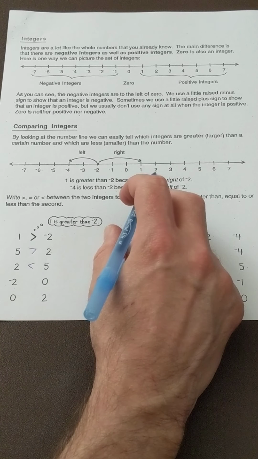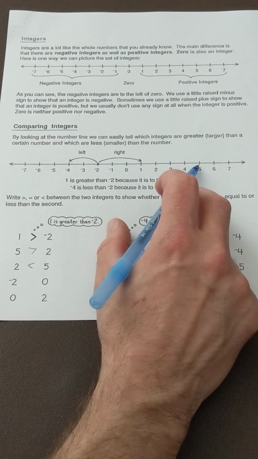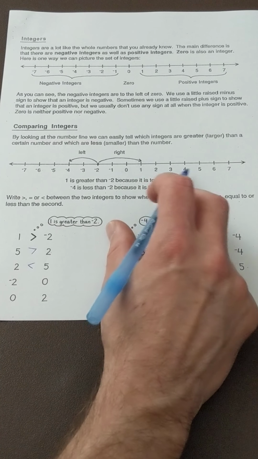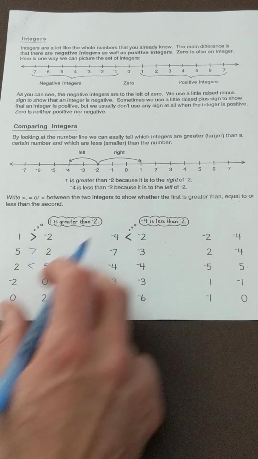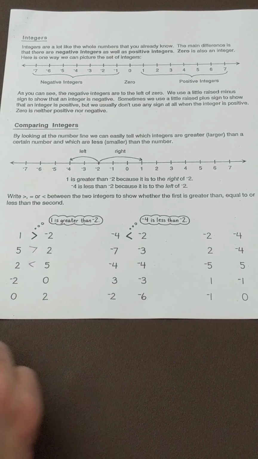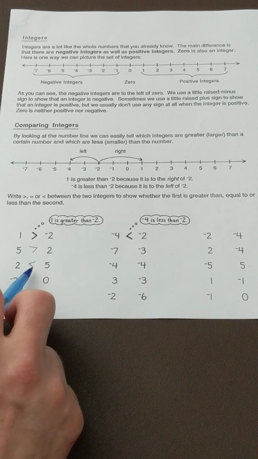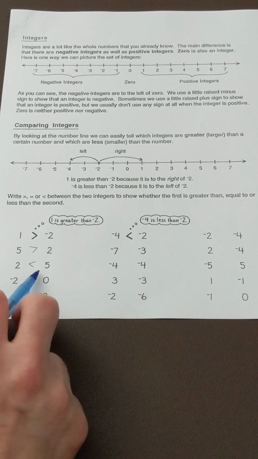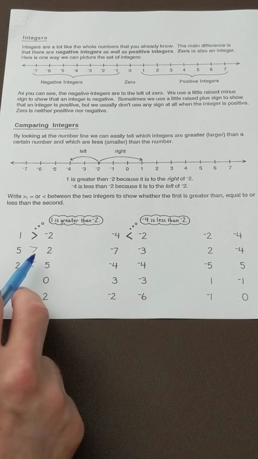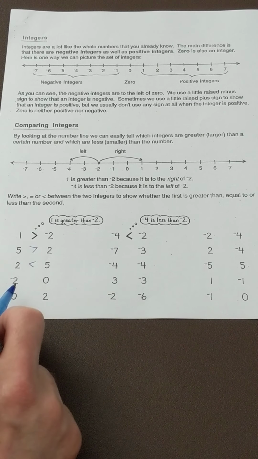We just did that because from 2, we have to go to the right to get to 5. So to get to 2 from 5, we'd have to go to the left, which means less than. And if you get confused, think of the alligator mouth. The alligator is supposed to be eating the bigger one. That trick usually works almost always.